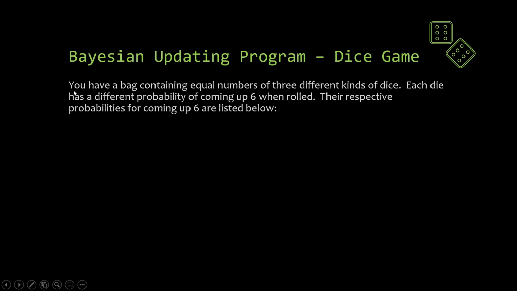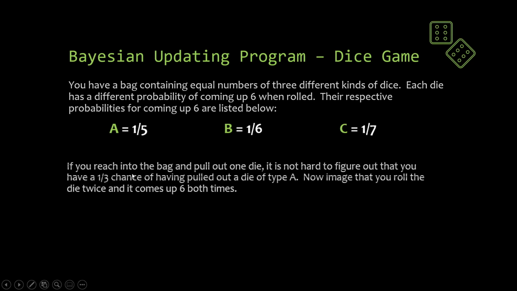So this problem is you have a bag containing equal numbers of 3 different kinds of dice. Each die has a different probability of coming up 6 when rolled. Their respective probabilities for coming up 6 are listed below. Some gamblers, as you might know, use weighted dice. So these dice have different probabilities for coming up 6, and you can see them right here.